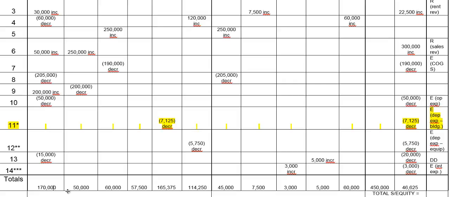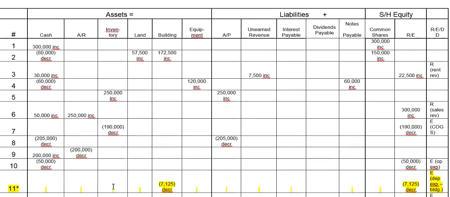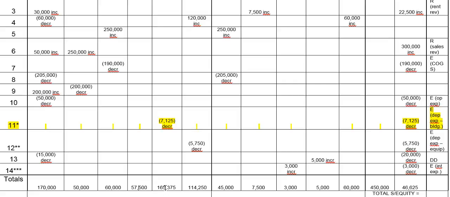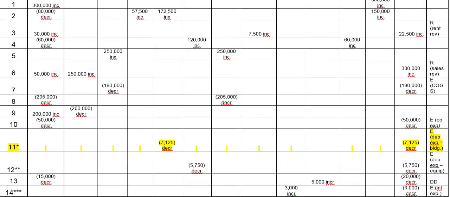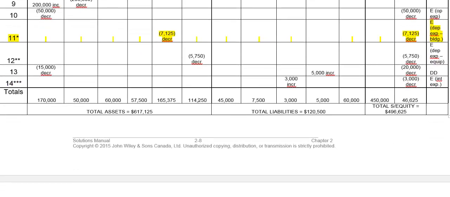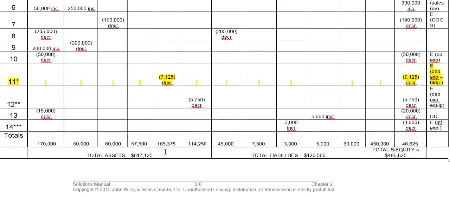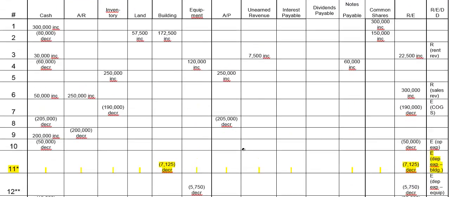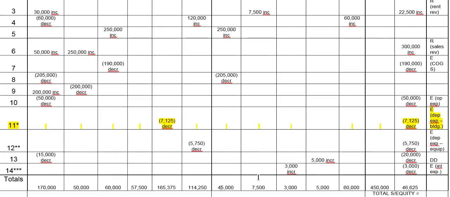So this is your cash, this is your accounts receivable, this column here was your inventory, your land, your building, and then your last column here was your equipment, right? So it's a good idea, I think, to put that stuff in, so you know where it goes, right? When you've got this, you know exactly what your total assets are, and you know what the balance in each asset account is. Similarly here, you know that accounts payable is $45,000, you know that your unearned revenue is $7,500, and so on. And again, we also know what our total shareholders' equity is down here.